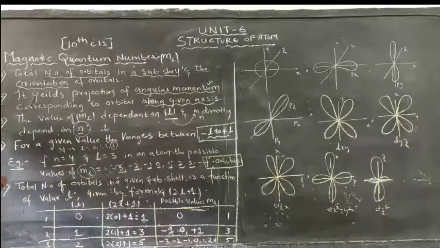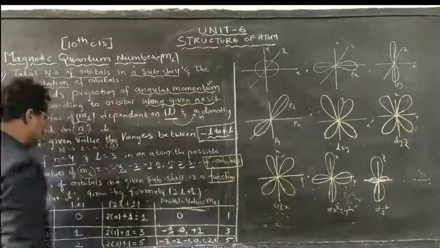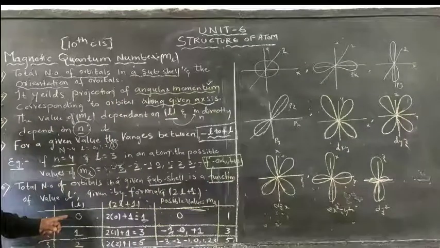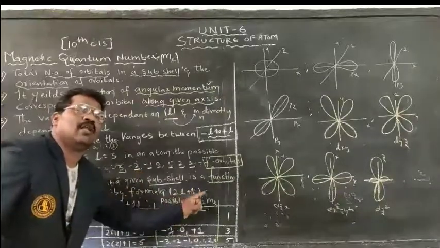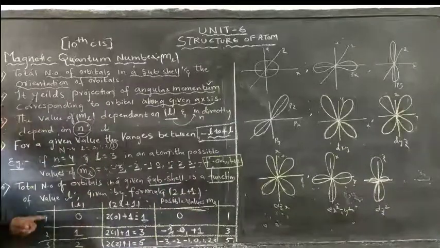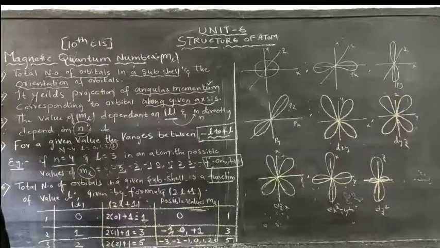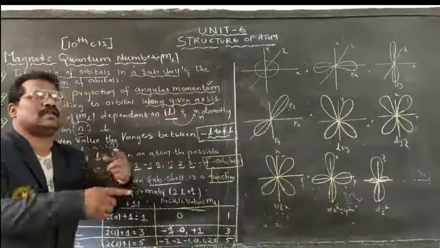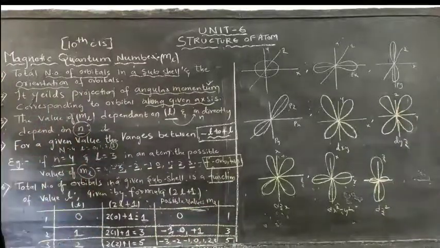Next point is: the total number of orbitals in a subshell is a function of the value of l. It mainly depends upon the value of l by the given formula, 2l plus 1. For example, I have taken l, the azimuthal quantum number, and the given formula is 2l plus 1. Possible values of ml mean orientations. How many orientations can an orbital have?